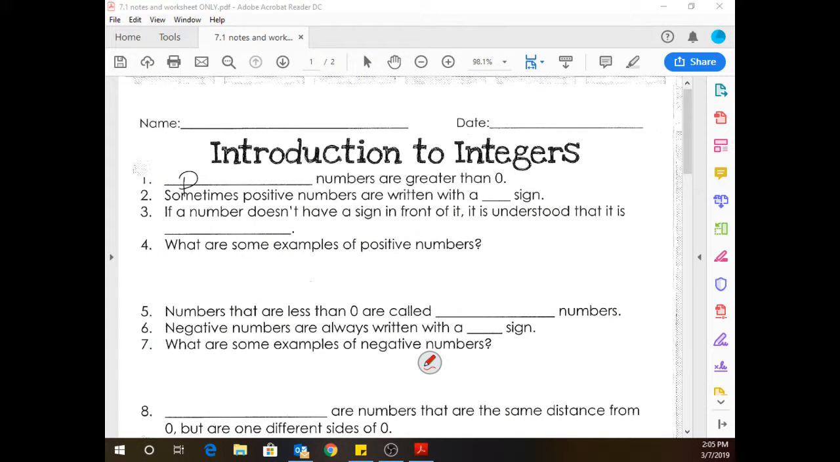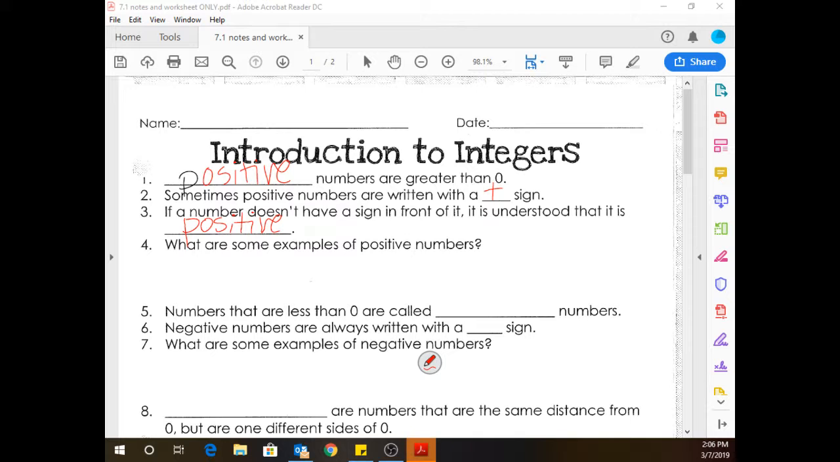Positive numbers are written with a plus sign. Sometimes, rarely, when we first start learning these, they will, so you can really figure out which one's which, but sometimes they don't. If a number doesn't have a sign in front of it, it is understood that it is positive, just like your whole life. You have known numbers to be positive just because they're numbers. So if a number doesn't have a sign, we typically know it's going to be positive.